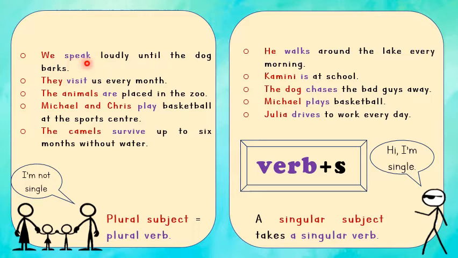We speak loudly until the dog barks. They visit us every month. The animals are placed in the zoo. Michael and Chris play basketball at the sports center. The camels survive up to 6 months without water. Okay, the difference is this one, the verb we add S. This one, no S. Kita tak letak S untuk dia punya verb, kata kerja. Okay.